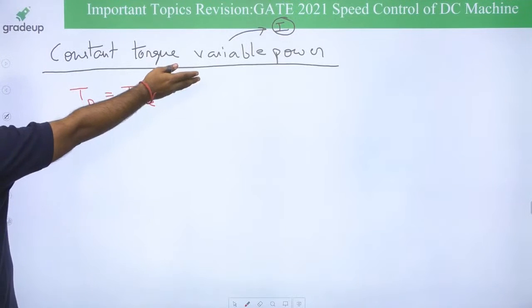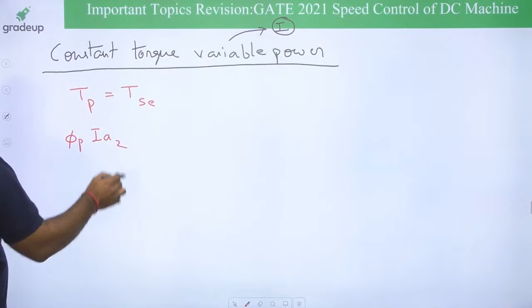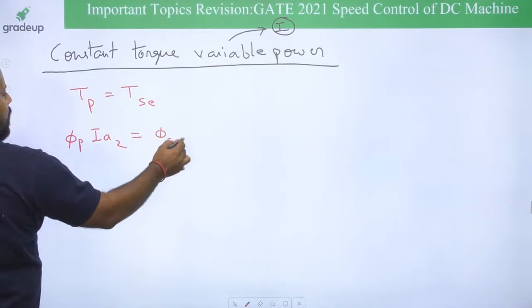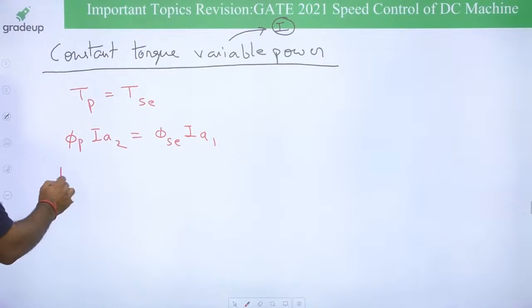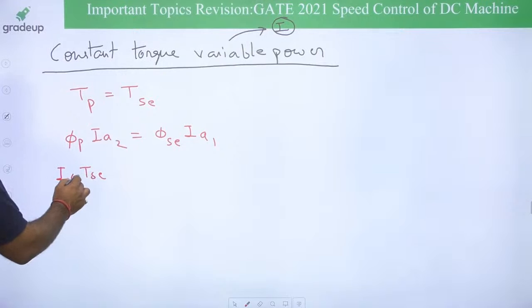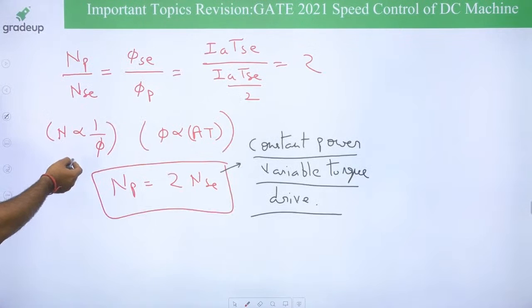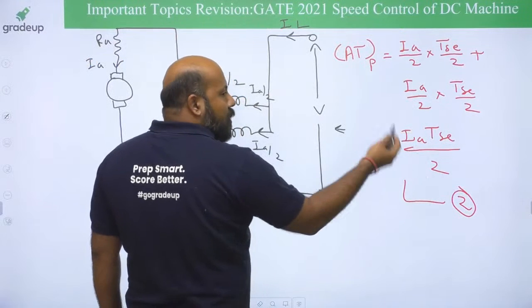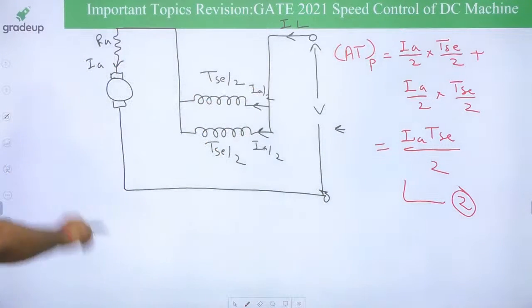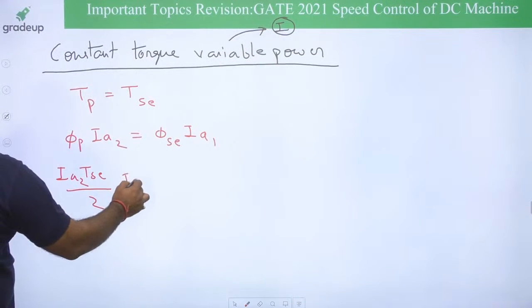That is why you are saying variable power. So it is going to be phi P I_A2 and this is going to be phi SE I_A1. Now phi P is going to be directly proportional to the ampere turns. Ampere turns for the parallel combination are I_A2 T_SE by 2. Yes or no? For the parallel combination, what is the ampere turns? I_A T_SE by 2. But you are saying that the armature current is changing, so it will become I_A2 T_SE by 2, into I_A2.